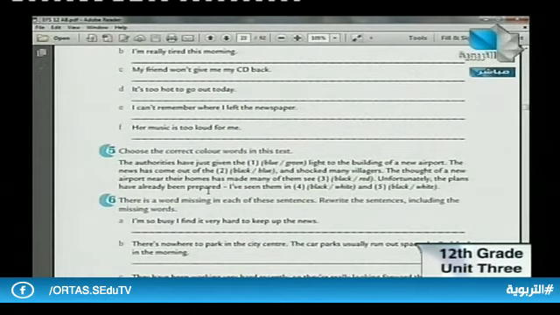Unfortunately, the plans have already been prepared. I've seen them in black and white. In black and white, not in white and black. Of course. Good.